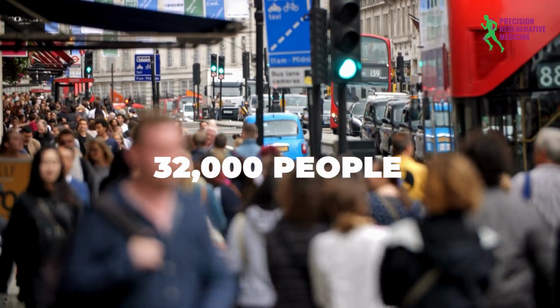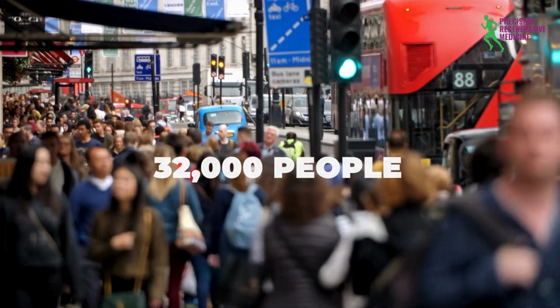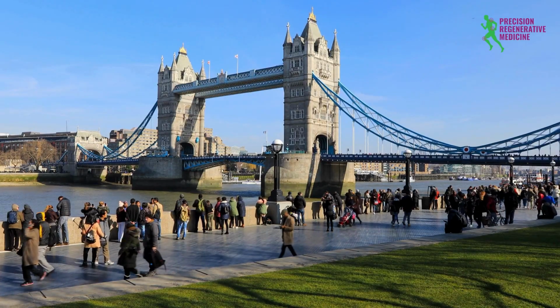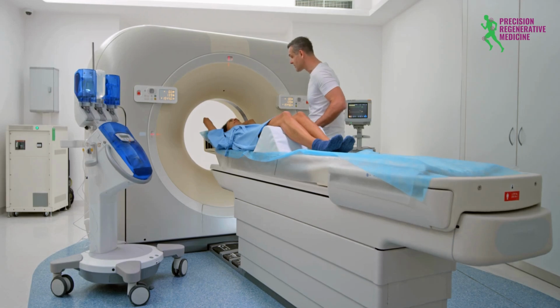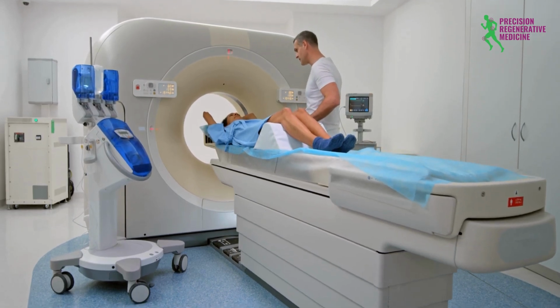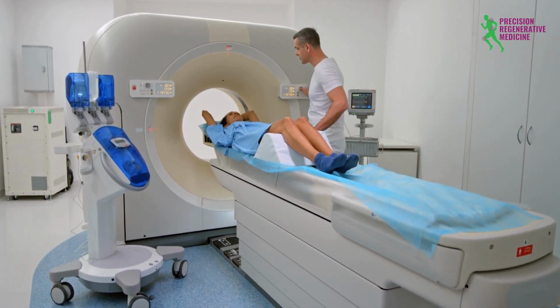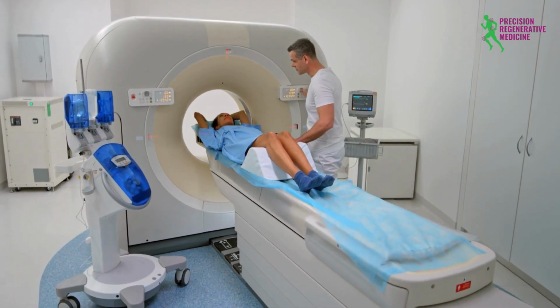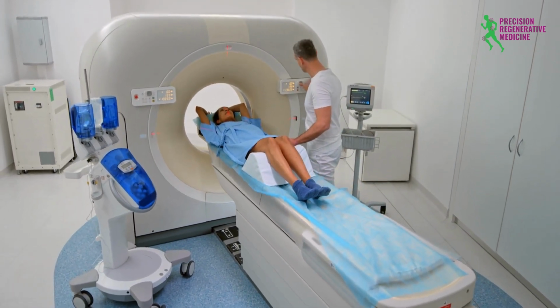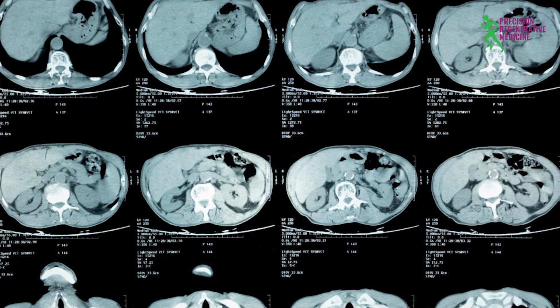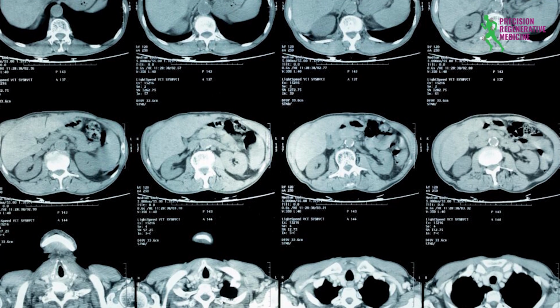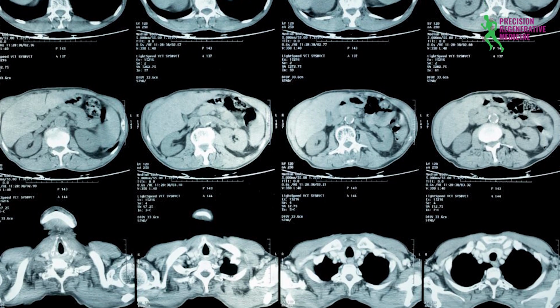So how this study was done, 32,000 people. This is not a backyard study. 32,000 people in the UK had an abdominal MRI. With that abdominal MRI, you can see all the adipose tissue surrounding the organs like the colon and the stomach and the liver, the spleen, the pancreas, etc. And you can determine how much is too much.